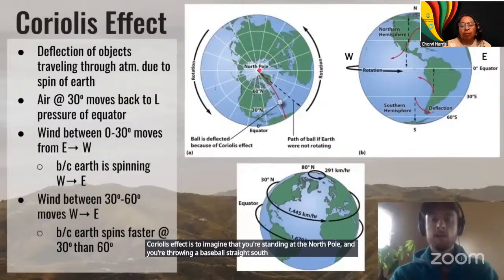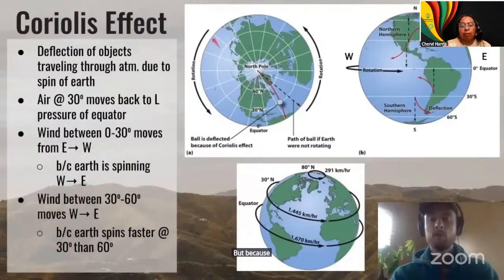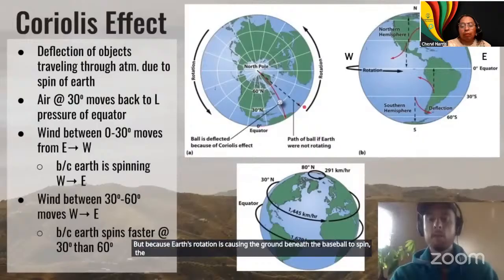So you may be aiming the baseball along this line here, but because Earth's rotation is causing the ground beneath the baseball to spin, the baseball will actually be deflected the opposite direction of the spin. So even though the ball was traveling on this trajectory, it's going to end up here to the left of where you aimed it because the ground beneath the Earth is spinning.